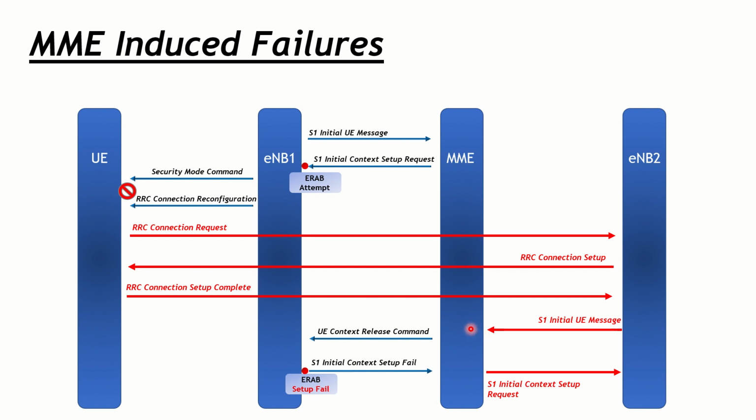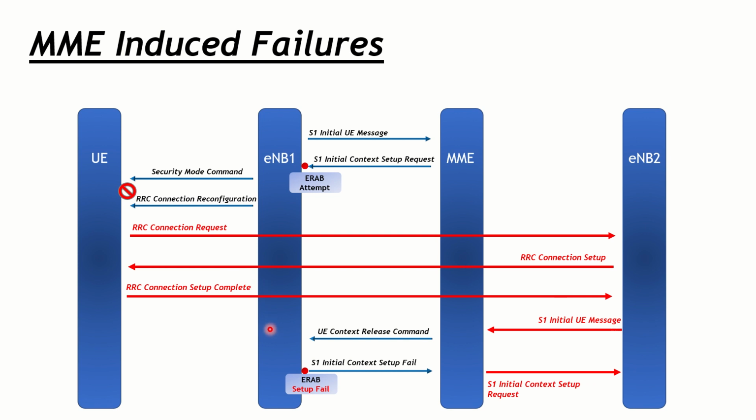So what it will do is that it cannot have two active contexts for the same UE. So it will send a UE context release command to eNode B1, and it will send an S1 initial context setup request to eNode B2 to set up a new ERAB for this UE on eNode B2.